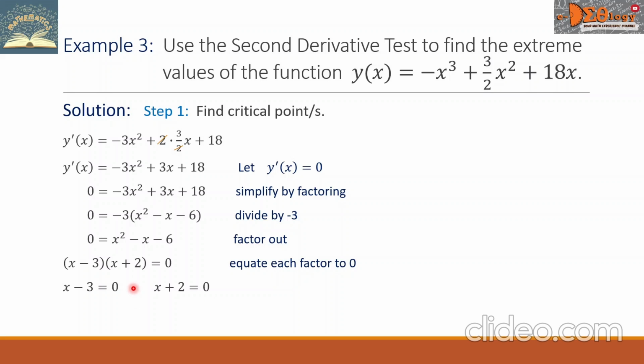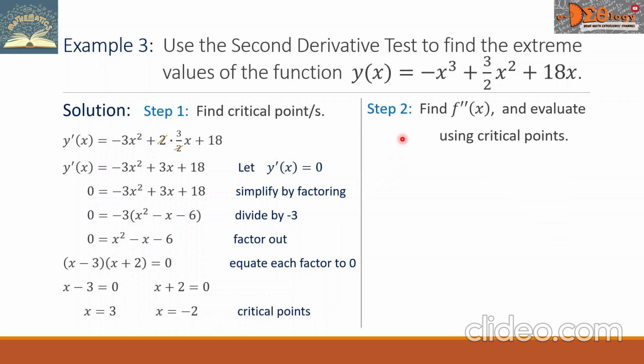Then we solve for x. In the first factor equation, negative 3 is transposed to the right. So x equals positive 3. On the second factor equation, this plus 2 we transpose to the right. So we have x equals negative 2. These are the critical points. Then we go to step 2.